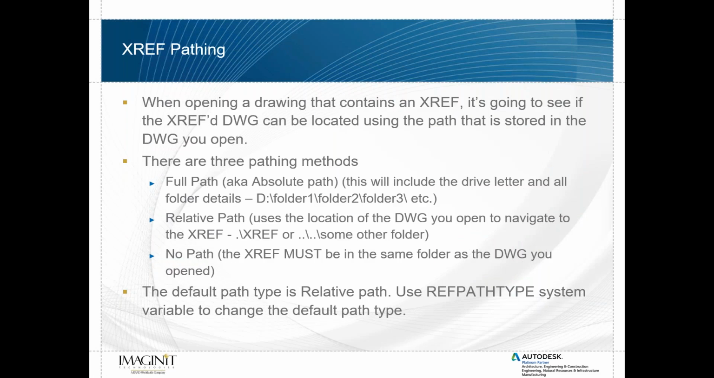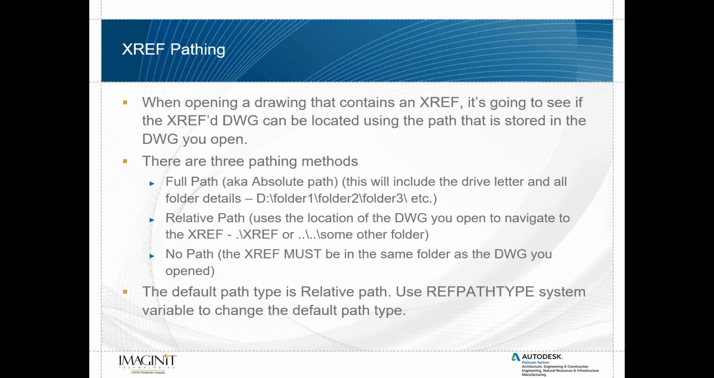So, XREF pathing: this is one of the things that gets people into the most amount of trouble. When opening up a drawing that contains an XREF, it's going to see if the XREF drawing can be located using the path that's stored in the DWG that you open. There are 3 pathing methods here. We've got a full path, also known as absolute path. This will include the drive letter and all the folder details. So for example, D:/folder/folder/ etc., and so on and so forth. This can map to a UNC path, so //servername/sharefolder, etc.